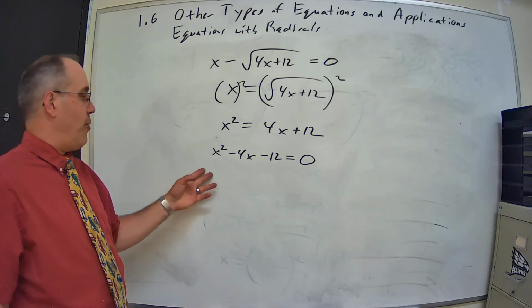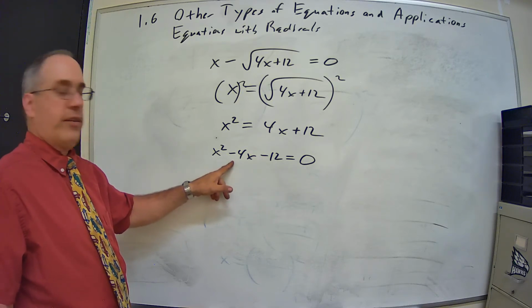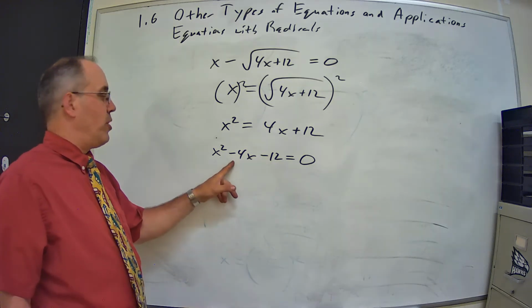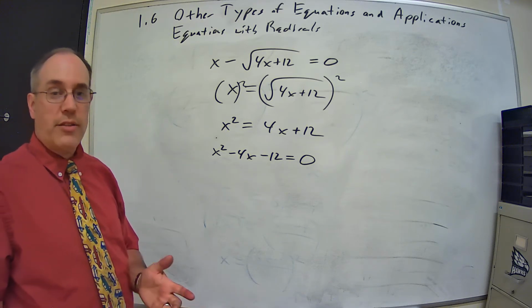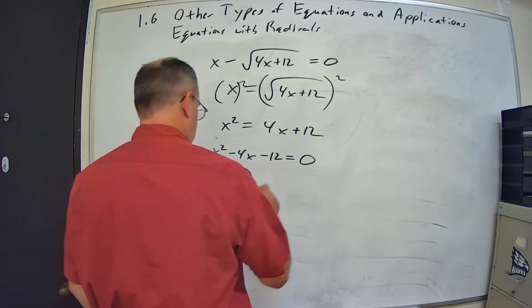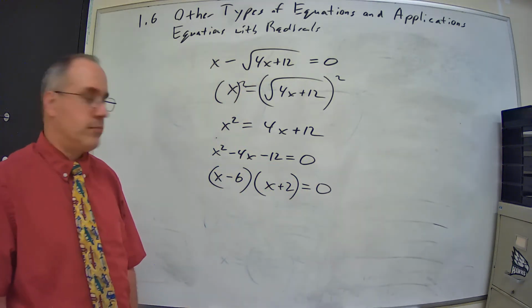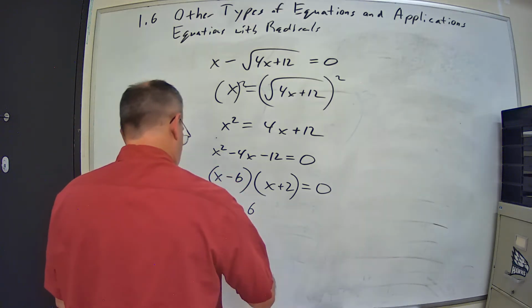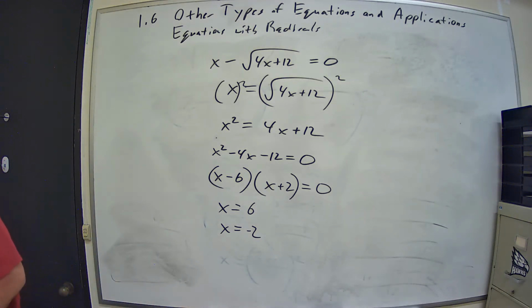As we do that, we say, what are two numbers that multiply to negative 12 and add to negative 4? The signs have to be different. That's why it's negative 12. The larger one has to be negative. So I would look at that and say negative 6 and positive 2. So (x minus 6)(x plus 2) is equal to 0. So x is equal to 6, and x is equal to negative 2. So we came out with these possibilities.